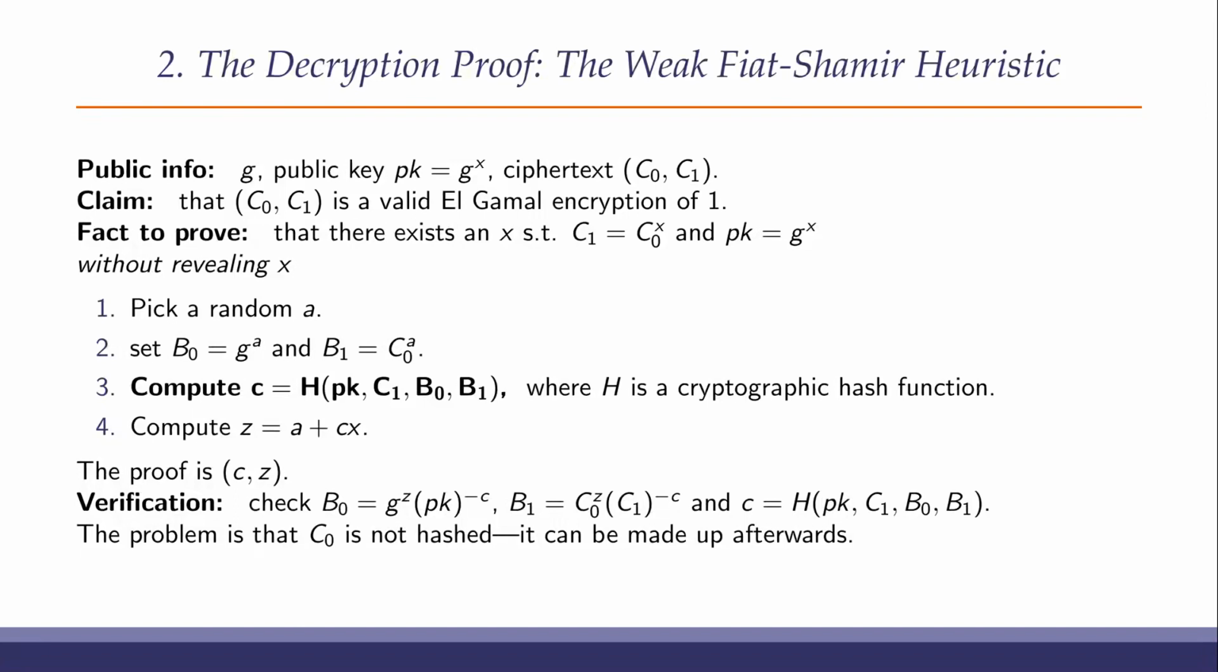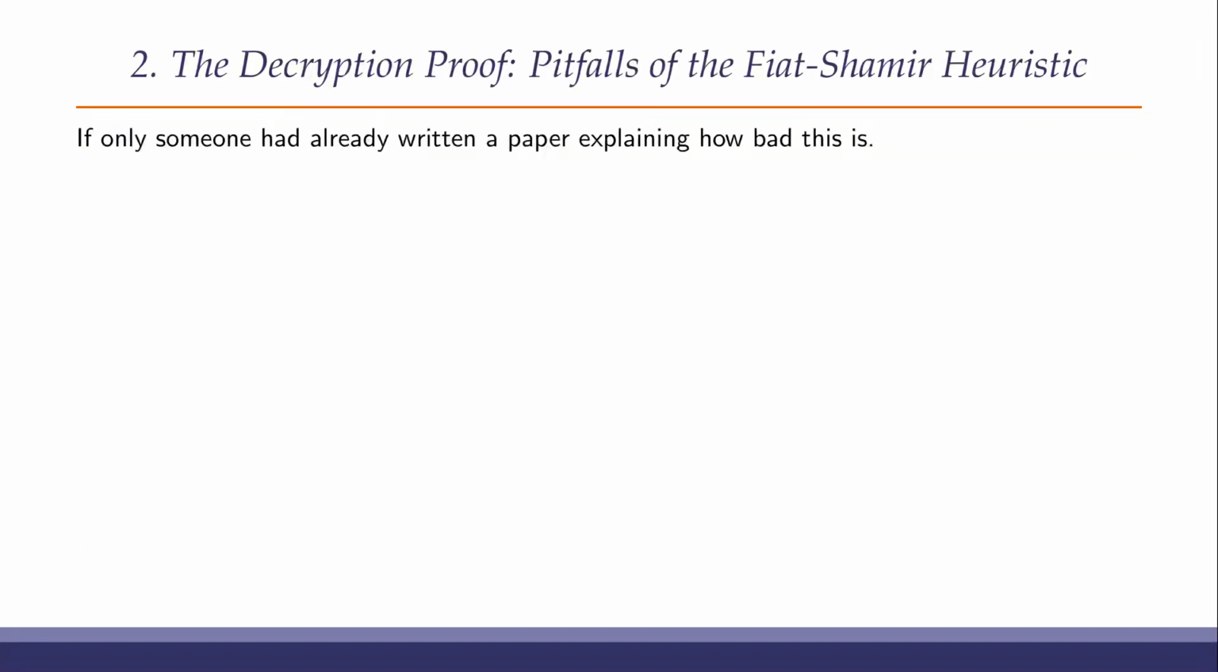So a malicious prover can run through the whole of the proof, generate their challenge, generate Z, and then, based on the verification equations at the end, they can make up a value of C0. Sorry, I should have said they can generate their challenge, then based on the verification equations they can generate Z and C0 to make the verification equations pass, even though the C0 and C1 ciphertext is not actually a valid ElGamal encryption of 1. So this is called the weak Fiat-Shamir heuristic, and the obvious correction is that C0 needs to be hashed instead.